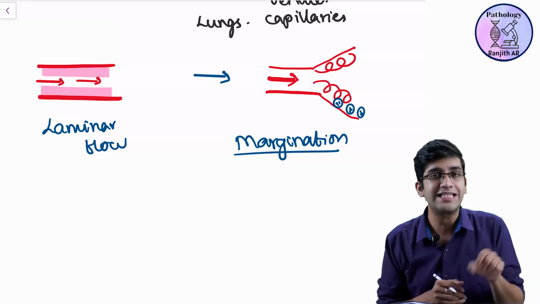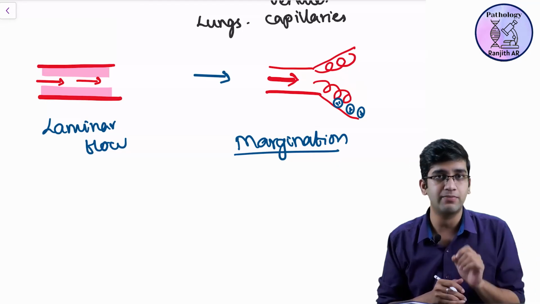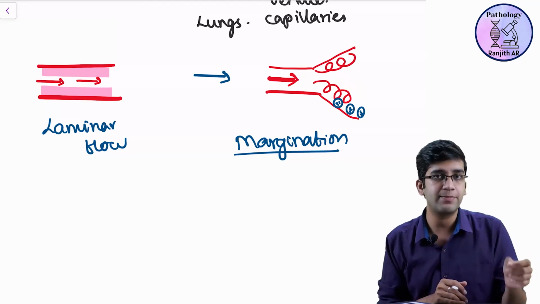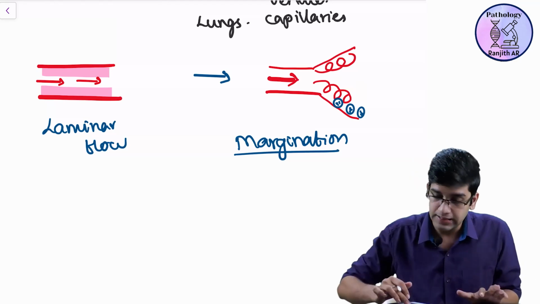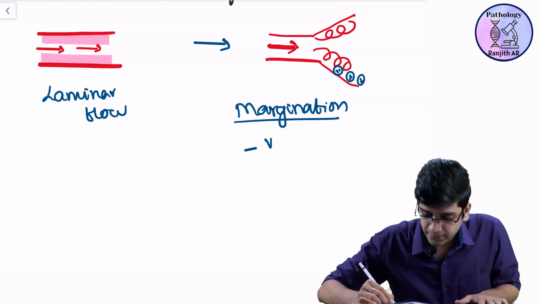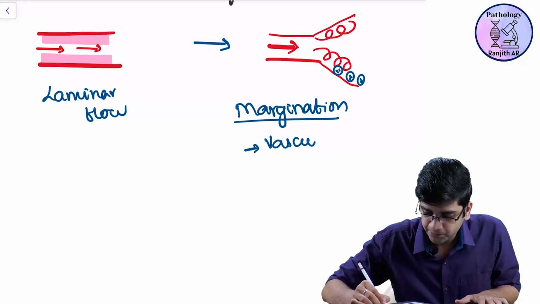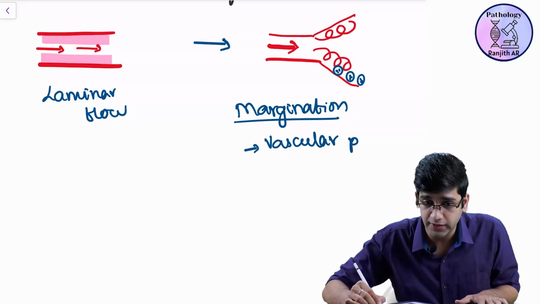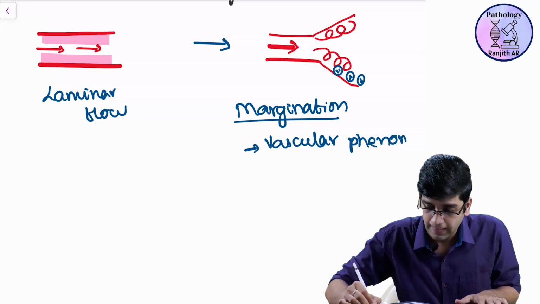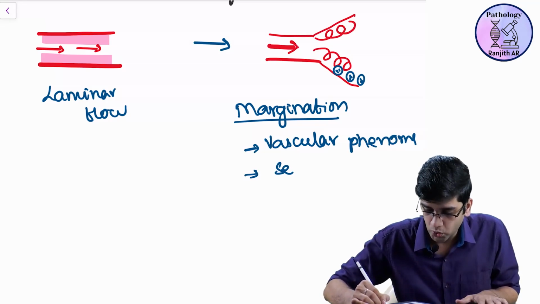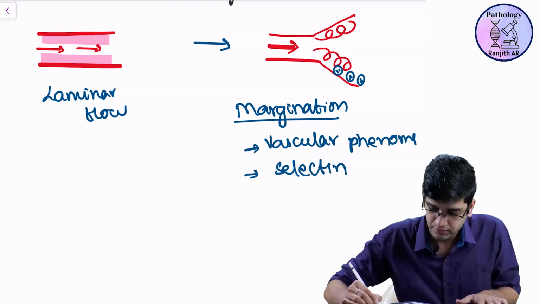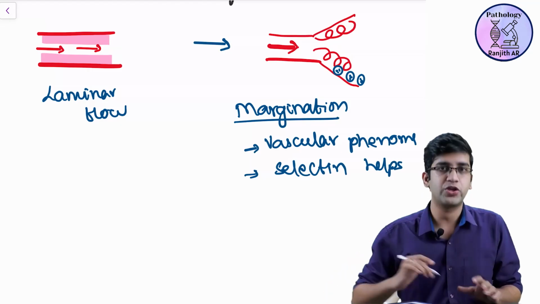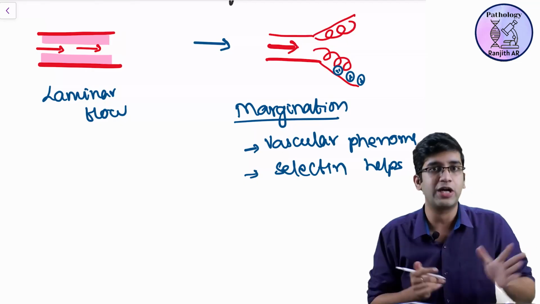But there's also one thing, selectin. Selectin helps in margination. I'm telling you because there's an MCQ based on that, that's why you have to know, right? It's primarily a vascular phenomenon. It's because of vessels only. But selectin also helps. That's my first change, vasodilatation.